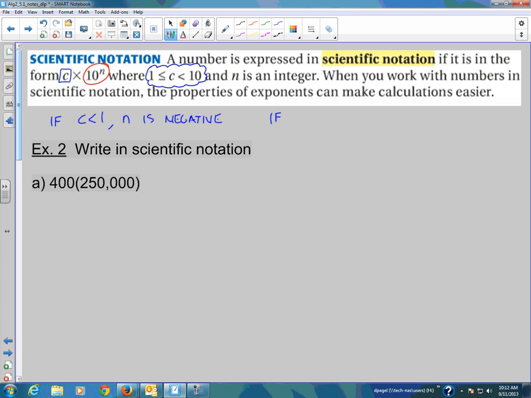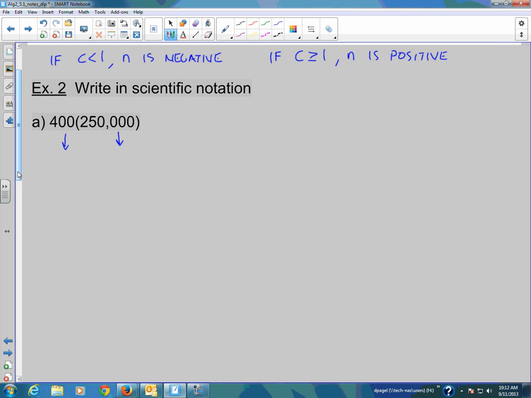And if C is greater than or equal to 1, then N is going to be a positive exponent. All right, so we're going to work at the approach from some scientific notation using our exponential properties. How would we do that? 400 we would change and write as a scientific notation number, and 250,000 we will change and write as a scientific notation number. So first, the 400.